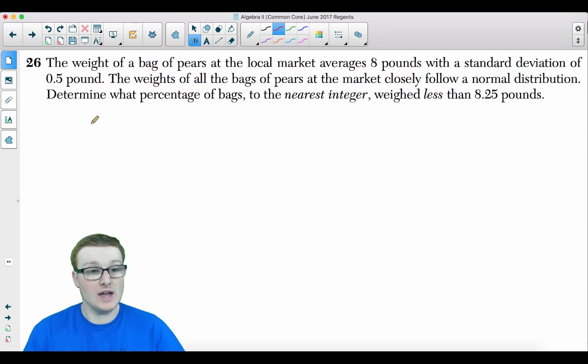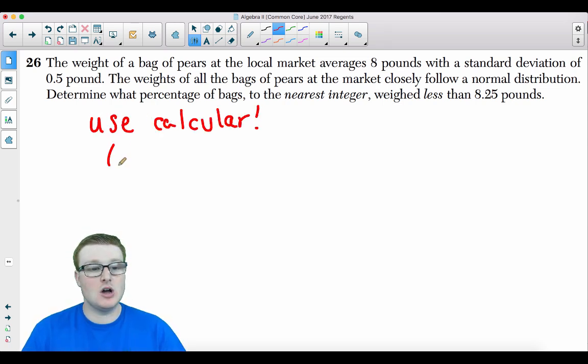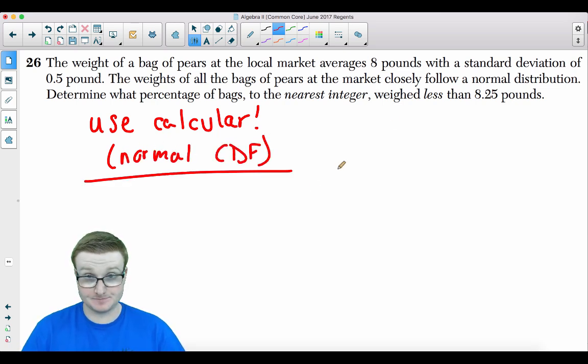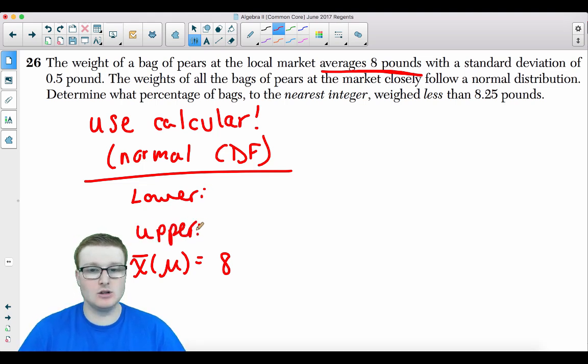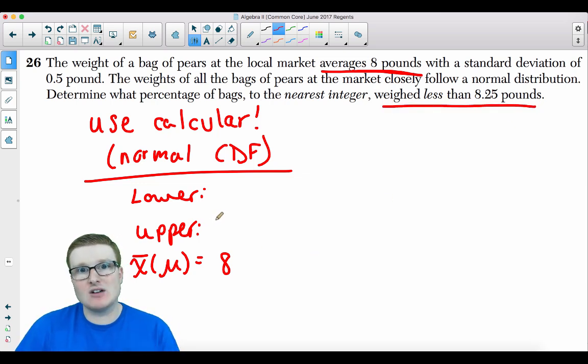So, we actually need to use the calculator. All right, we're using normal CDF in the calculator. Its average is 8 pounds, so that means your mean, or mu in the calculator, is going to be 8. We need to find the lower bound and the upper bound. It says to the nearest integer weigh less than 8.25 pounds, so it means 8.25 pounds or less.